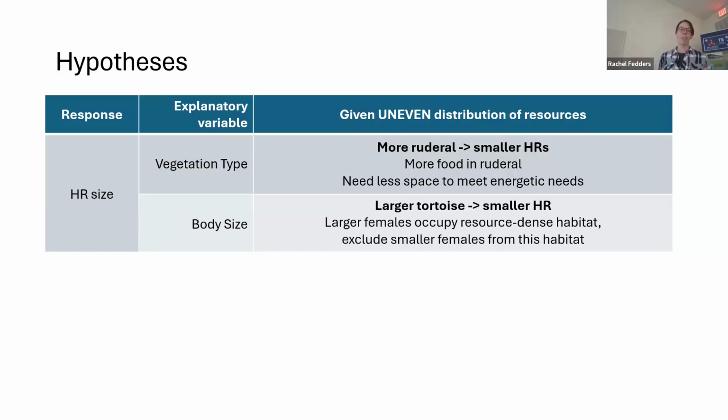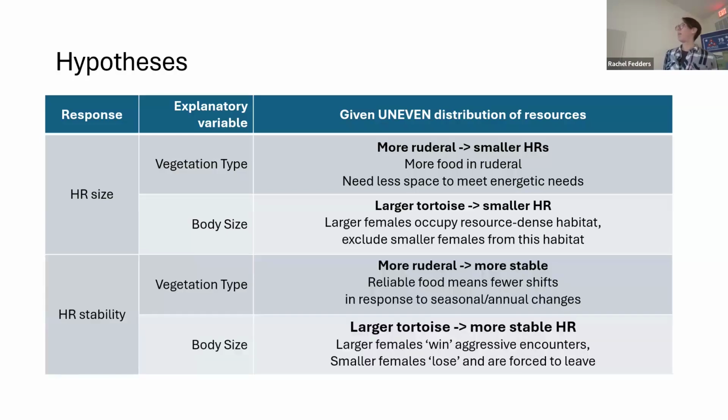So our first hypothesis deals with home range size. First, we expected home ranges containing a greater proportion of that ruderal vegetation type to be smaller than home ranges in scrub or sandhill, because the high forage availability in ruderal habitat means less space is needed to meet energetic needs. Second, we expected that larger tortoises would have smaller home ranges because large females are able to competitively occupy resource-dense and population-dense habitat, while the smaller females would be excluded from these habitats.